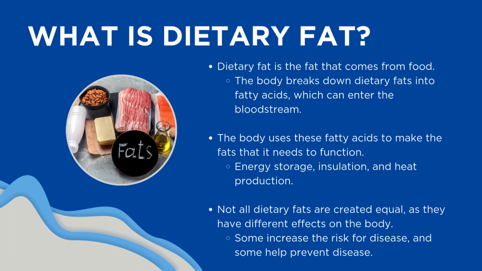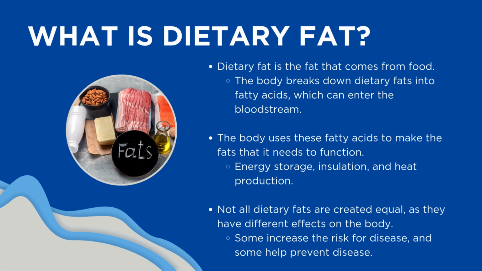Fat is one of the three macromolecules that our bodies need to function. Dietary fat is specifically the fat that comes from the food that we eat. When we eat any sort of fat, our bodies break it down into smaller pieces called fatty acids, which can enter the bloodstream and are transported throughout the body. The body uses these fatty acids to make fats for things like energy storage, insulation, as well as heat production.